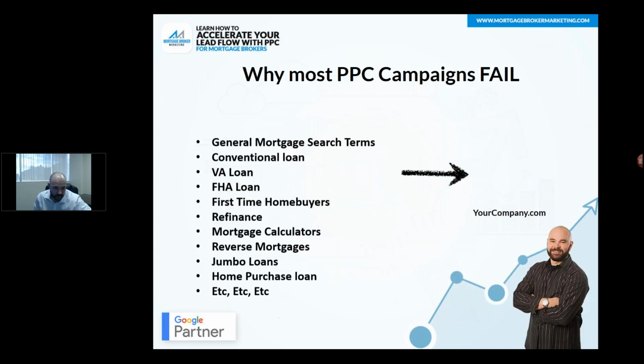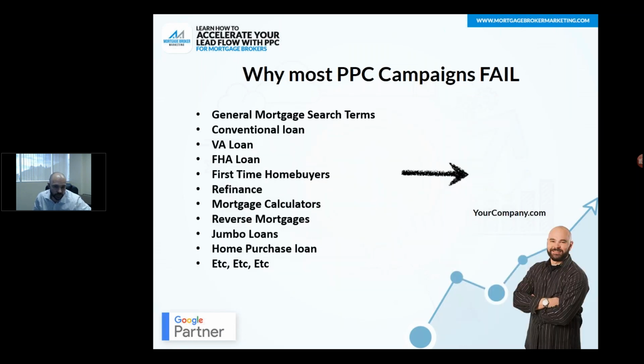And so again, this is what it might look like. All these general mortgage terms or different types of ad groups that could be created, and sending all that to the homepage. That's a big no-no.